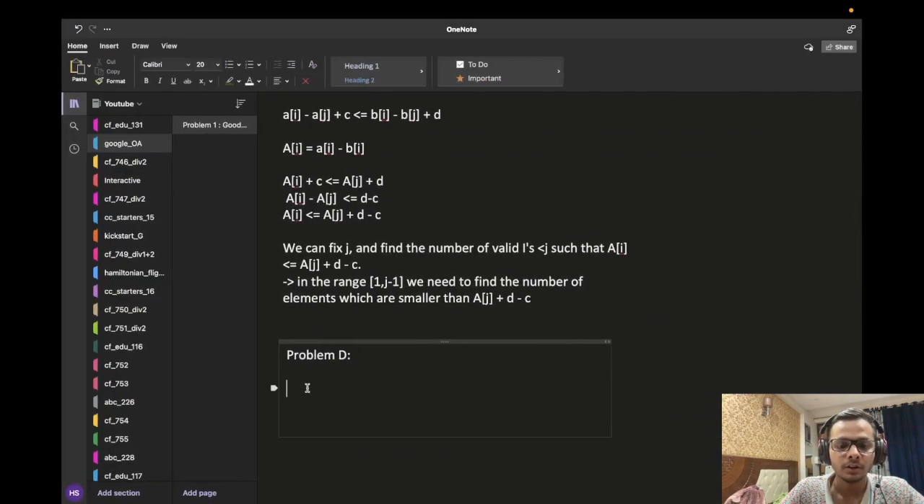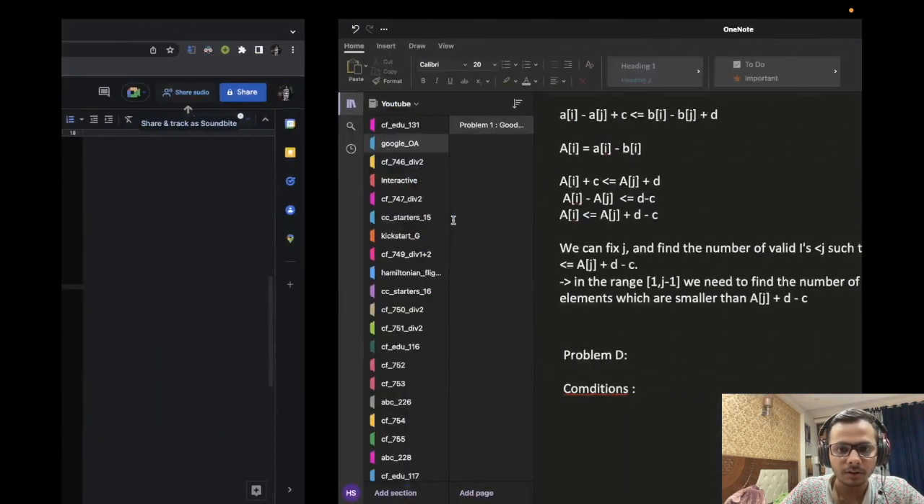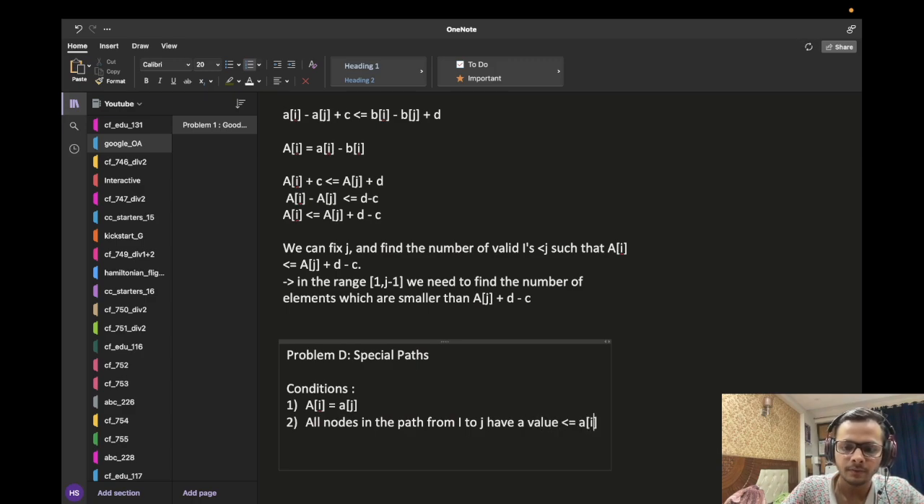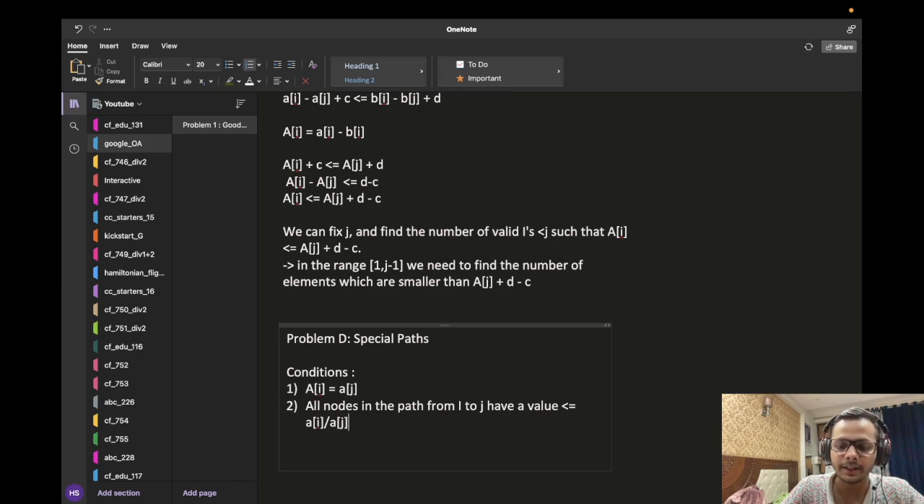So let's look at the conditions. The name of this problem is special paths. The first condition that we had here is ai is equal to aj. We have to find the number of pairs which satisfy this relation: ai is equal to aj, and all nodes in the path from i to j have a value smaller than or equal to ai or aj, because ai is equal to aj.